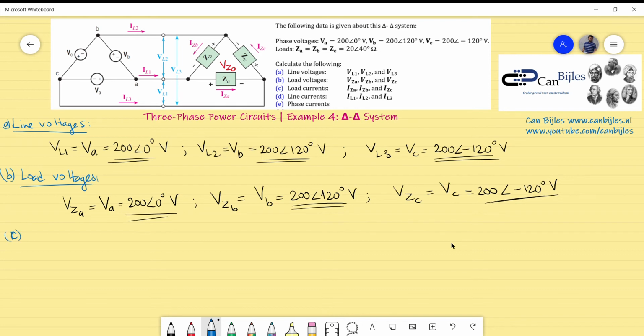Now look at question C, load currents. Those are also not so difficult because we already know the voltages across these loads, and we also know the expression for the impedances. So we can use Ohm's law. So what we can say is the IL, or expressed in a different way, IZA.